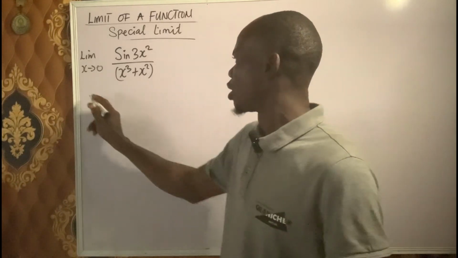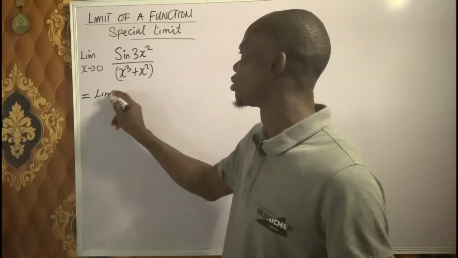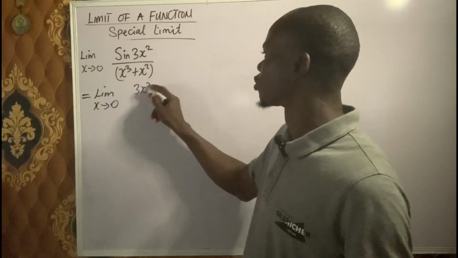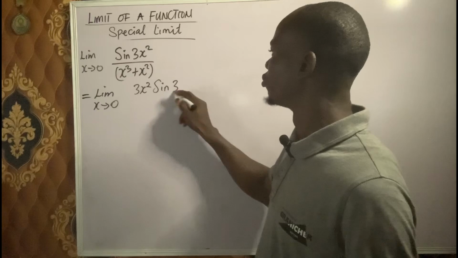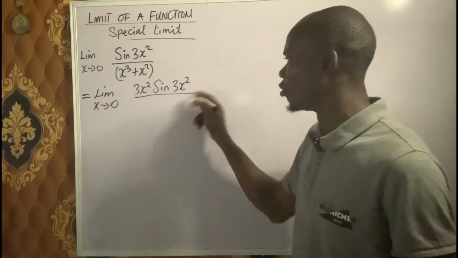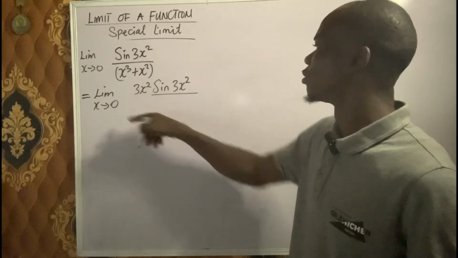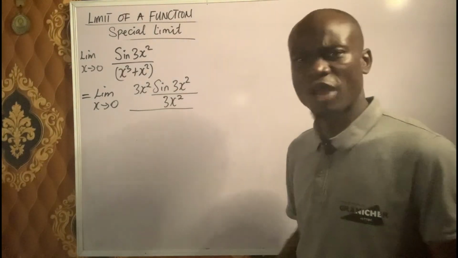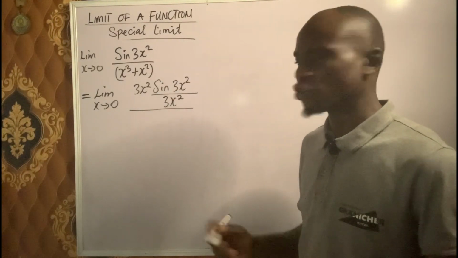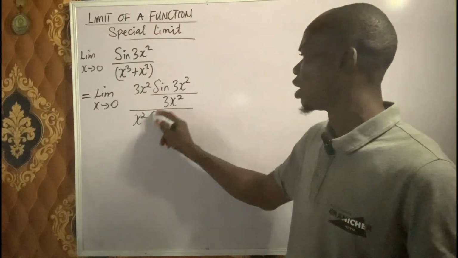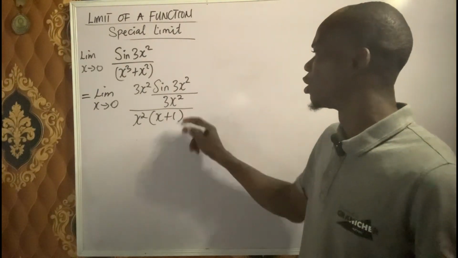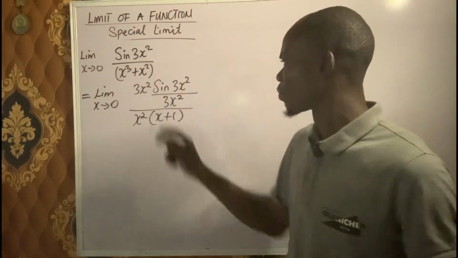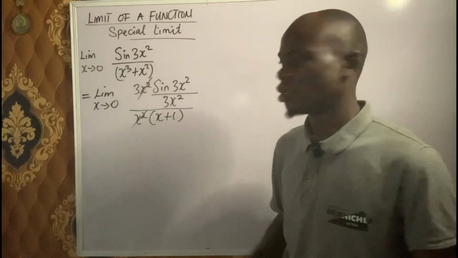If we do that, we are going to have limit as x tends to 0, 3x squared times sine 3x squared, all over 3x squared. Then at the denominator, we have a common factor, which is x squared. If I factorize x squared, I'm going to have x plus 1. So if you do this correctly, you'll be able to cancel out x squared. So x squared is gone.